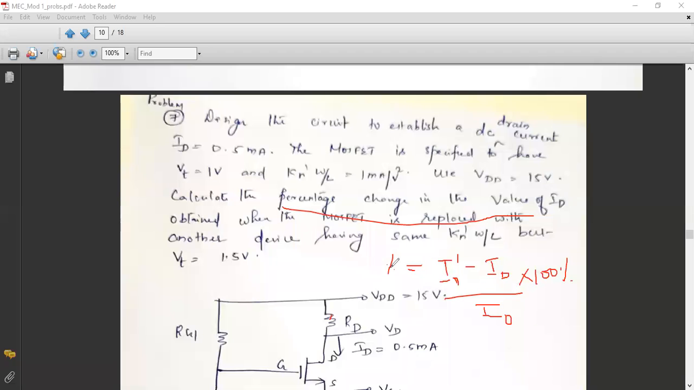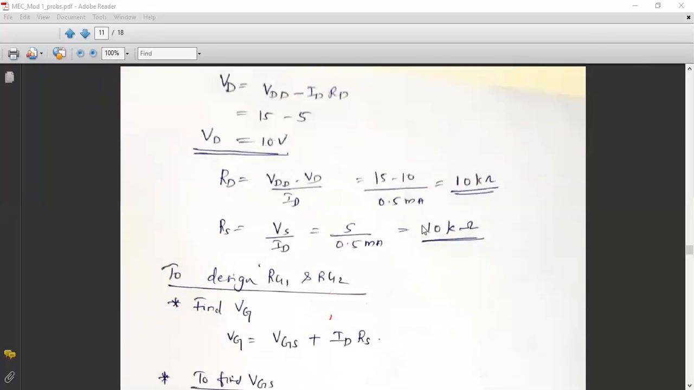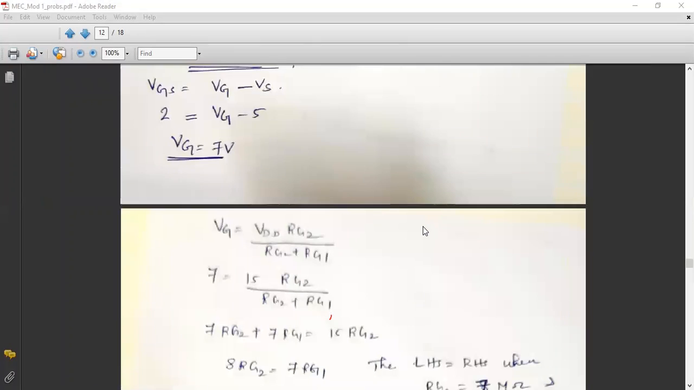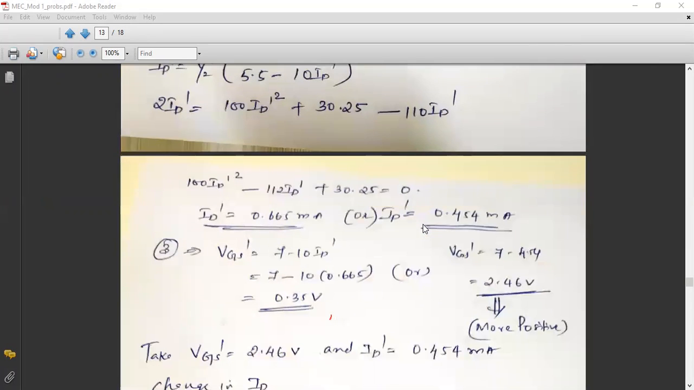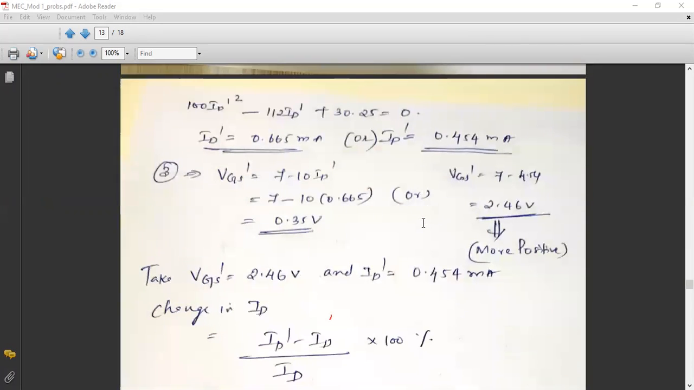So all of you make use of this equation and find the percentage change in ID. ID dash minus ID divided by ID into 100. Final minus initial divided by initial into 100.